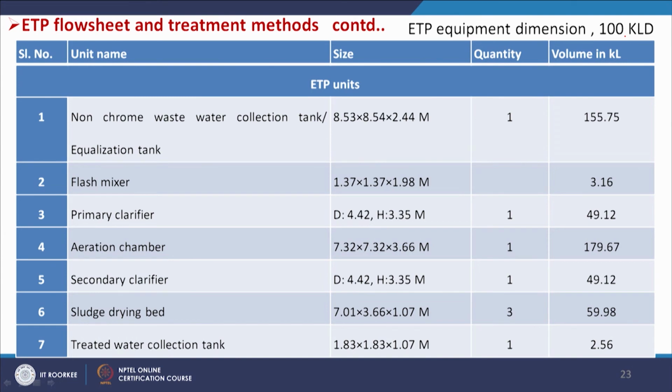So, these are typical dimensions for a 100 KLD ETP for chrome recovery units, and for the ETP units for non-chrome and the supernatant of the chrome containing wastewater stream. So, that is the non-chrome wastewater collection tank. This is 155.75 KL volume, flash mixer this one, and primary clarifier this one, aeration chamber this, secondary clarifier mentioned here, sludge drying bed this, and treated water collection tank this one. So, these are the different sizes required for a 100 KLD ETP plant.